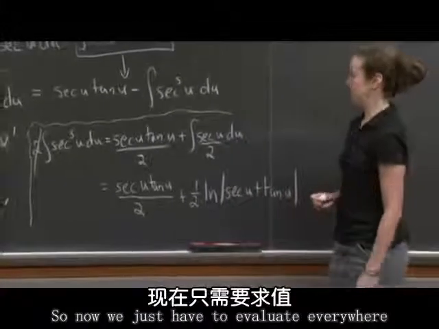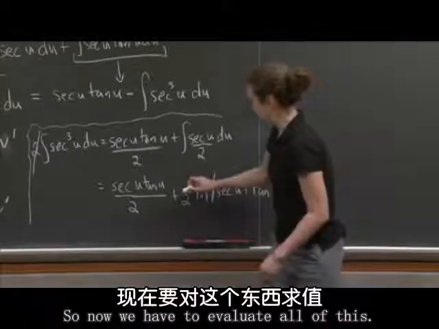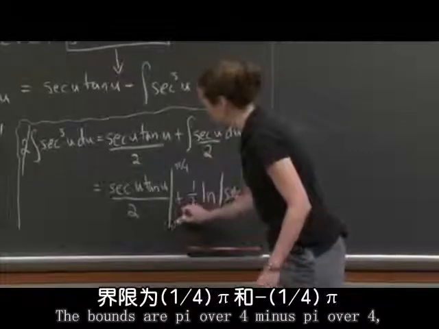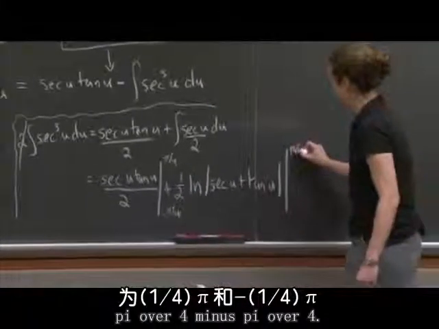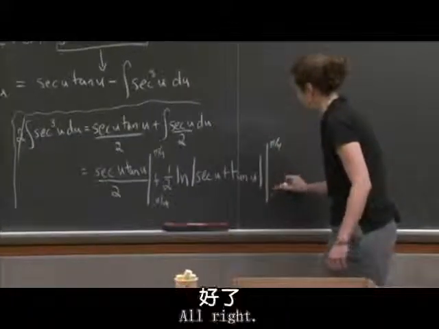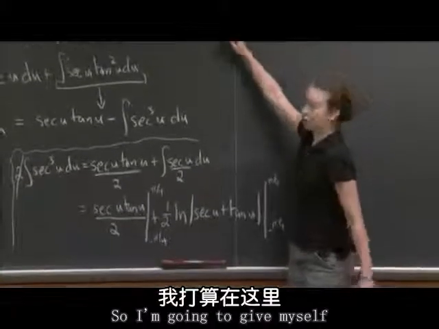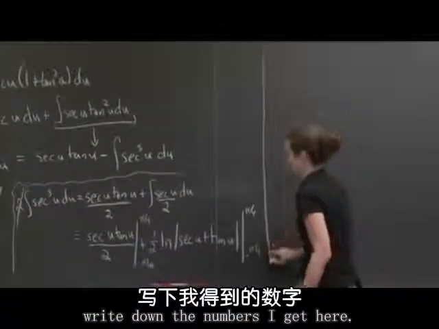Okay, so now we just have to evaluate everywhere, and we're done. So now we have to evaluate all of this. Remember, I said I left out the bounds. The bounds are pi over 4 minus pi over 4, pi over 4 minus pi over 4. All right. So I'm going to give myself a little cheat sheet up here, and then I'm going to write down the numbers I get here.